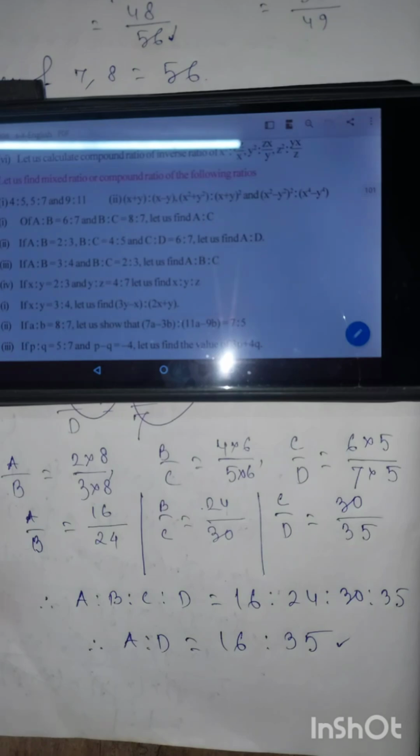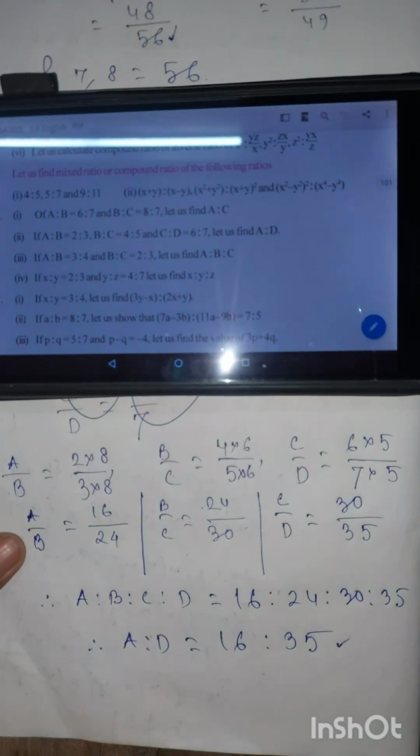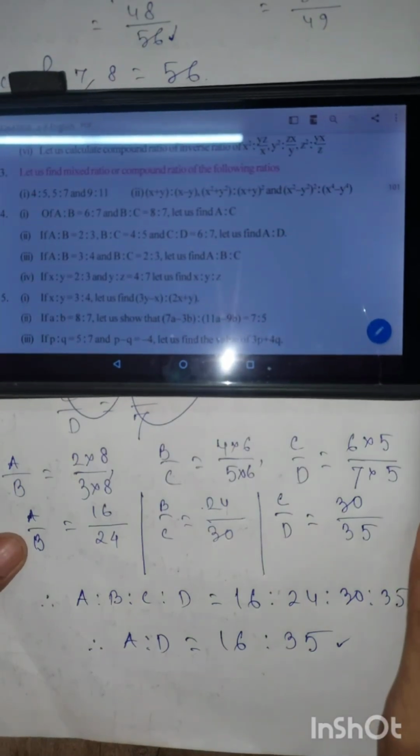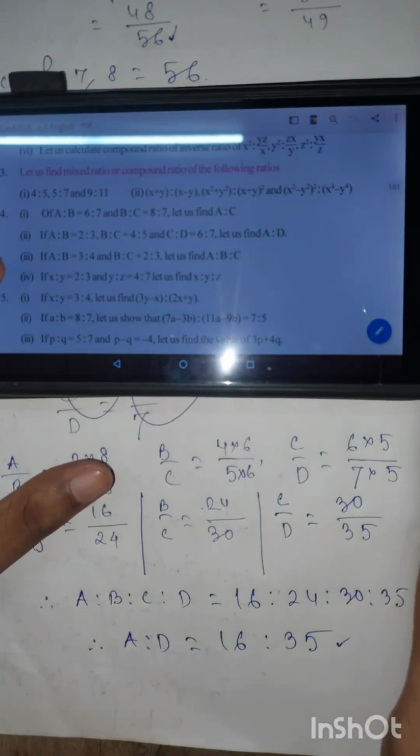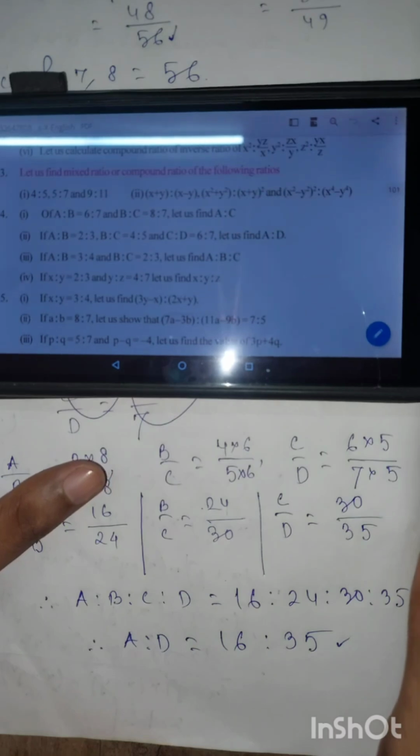Now let us proceed to the next question. Roman 3 of 4, which says if A is to B is 3 is to 4, B is to C is 2 is to 3. Let us find A is to B is to C.